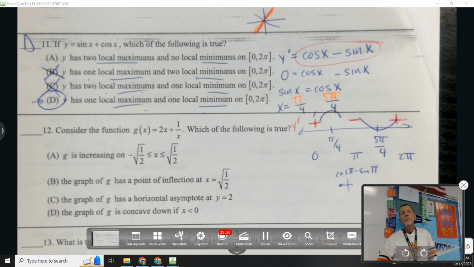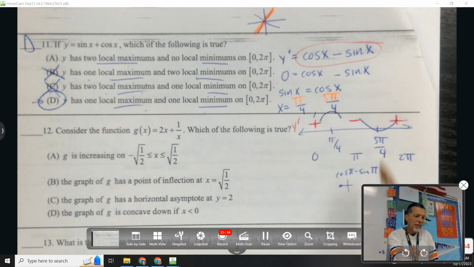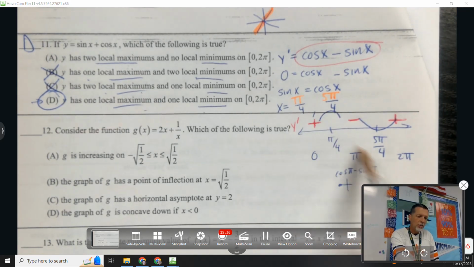So, big picture, y prime tells you where y is increasing or decreasing. Past knowledge is the derivative of sine and cosine and all the trig stuff.